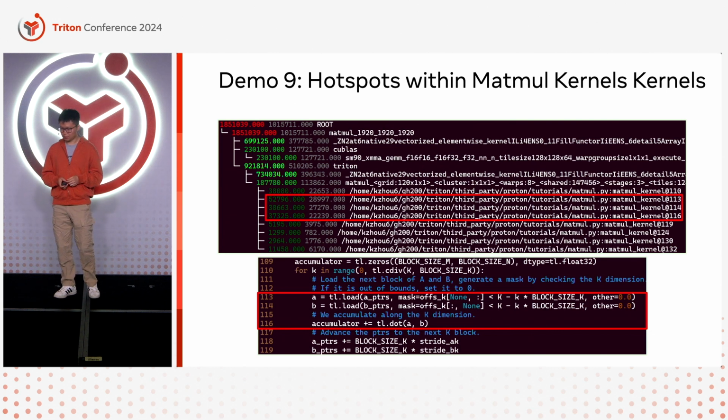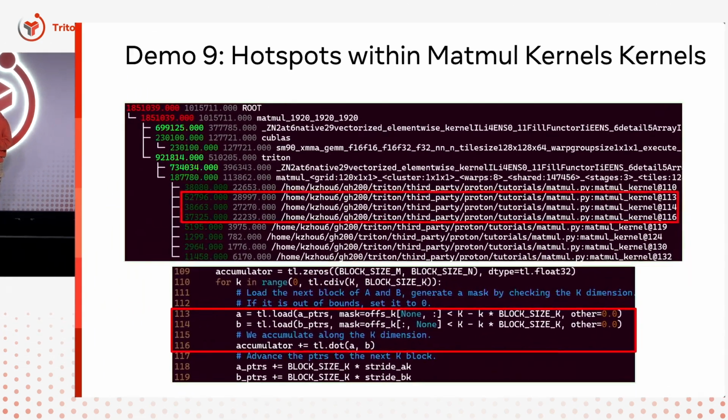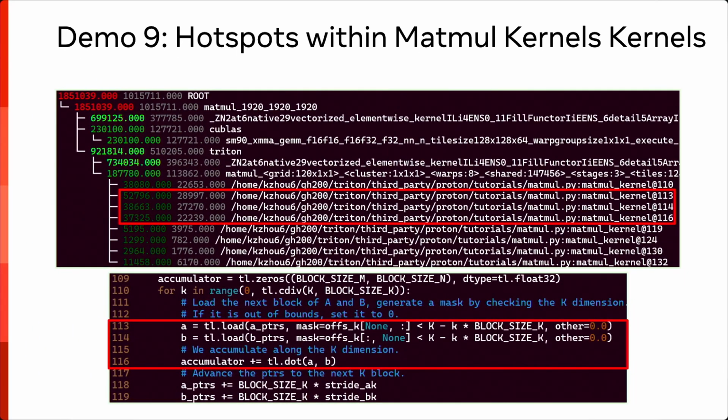So after applying PC sampling profiling and visualizing on the terminal, here's what we could get. We can see that for each Triton kernel, it has a few children. Those children are frames that go down into each source line of the Triton kernel, defined with its path, its file name, its function, and its line number.